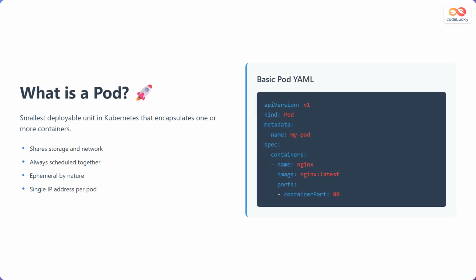A pod is the smallest deployable unit in Kubernetes. It represents one or more containers that share storage, network, and specifications for how to run the containers. Pods are ephemeral and always scheduled together on the same node. They provide a single Internet Protocol address which the containers inside share.